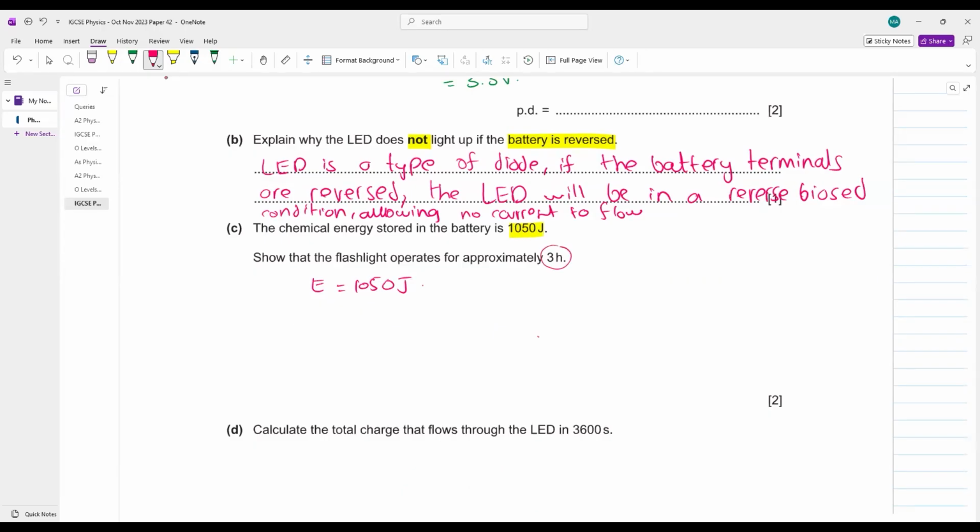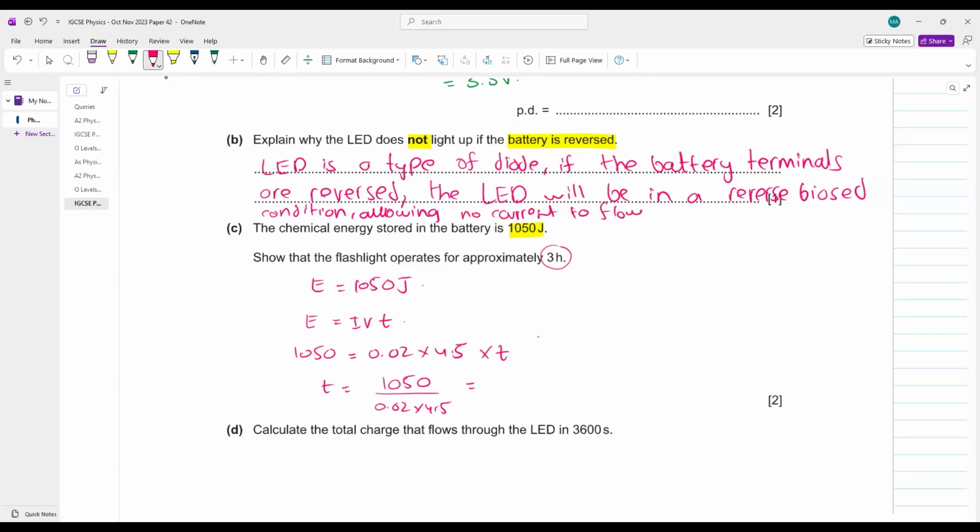How will you do that? Energy is equal to current into voltage into time. Energy is equal to 1050. What was the current? 0.02. What was the voltage, beta? Total battery 4.5. You have to calculate the time. Let's do this calculation. 1050 divided by 0.02 into 4.5. What does your time come out to be?